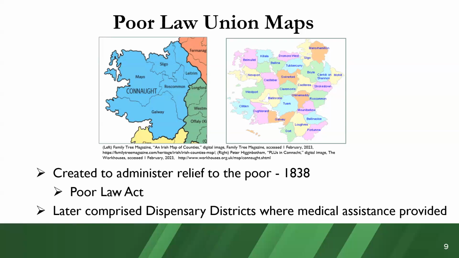The Poor Law Unions are going to become important later on when we talk about civil registration, because once the Poor Law Unions were no longer necessary, they used those same boundaries for what they called superintendent registration districts. And that's how they would separate each of the civil registration areas. So the Poor Law Union boundaries and the superintendent registration districts are both the same. They're just a different name.